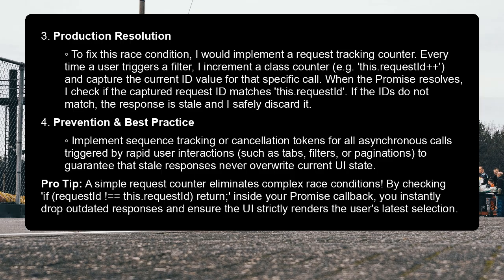4. Prevention and best practice. Implement sequence tracking or cancellation tokens for all asynchronous calls triggered by rapid user interactions, such as tabs, filters, or pagination, to guarantee that stale responses never overwrite current UI state. Pro tip: a simple request counter eliminates complex race conditions. By checking if requestId is not equal to this.requestId and returning inside your promise callback, you instantly drop outdated responses and ensure the UI strictly renders the user's latest selection.